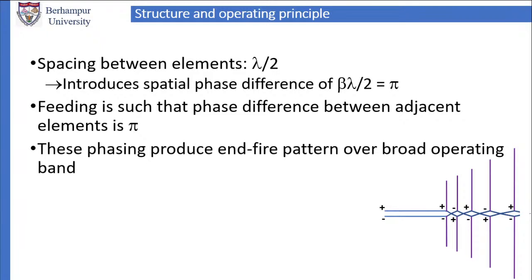This is an array, and between the elements the phasing is pi, as we have already discussed for the end-fire array antenna. So a pi phase difference ensures end-fire operation. So this is the principle and structure.